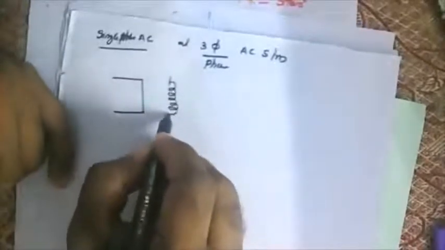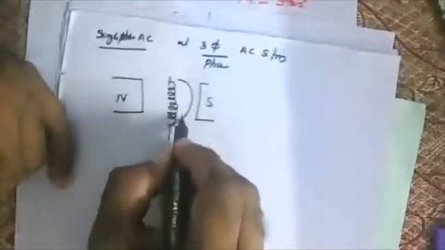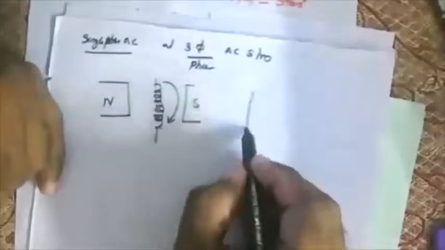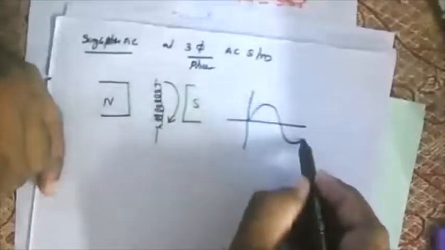In single phase, you have studied in the previous session that it has only one coil. That is the case here. You have a magnet and a coil, with north and south poles. This coil is rotated, and you have studied that a sine wave will be produced in this pattern. This is the case with single phase.